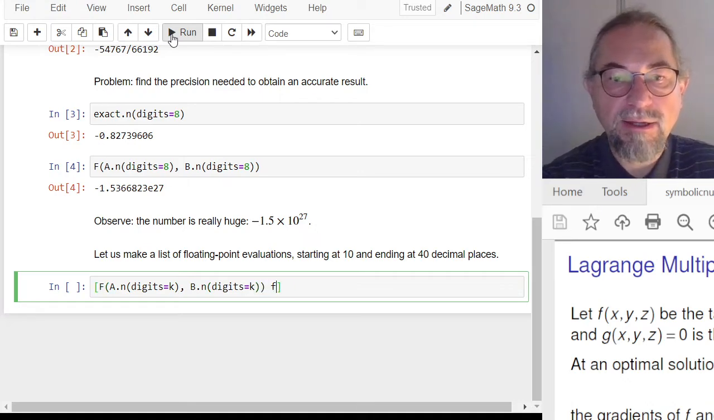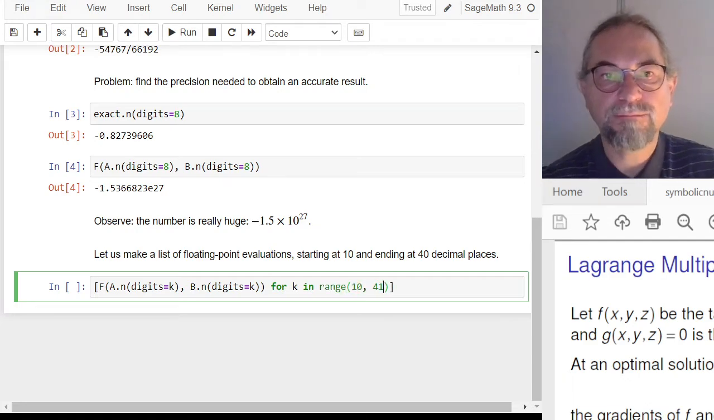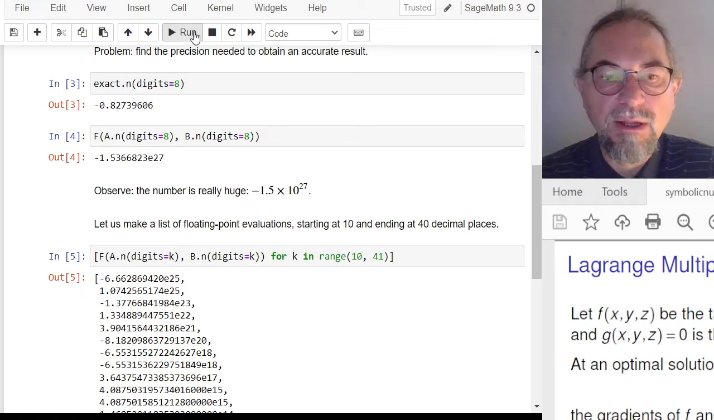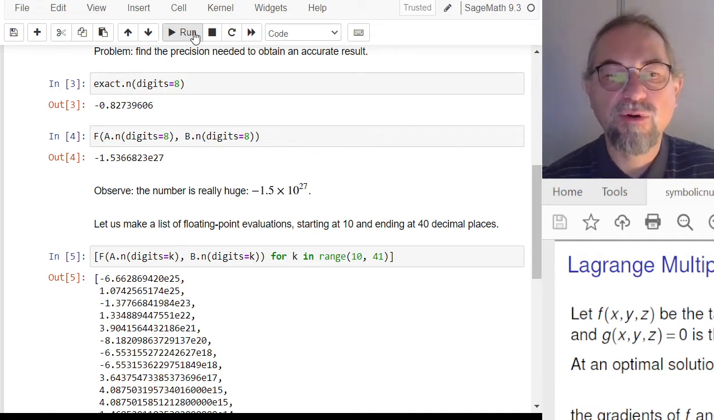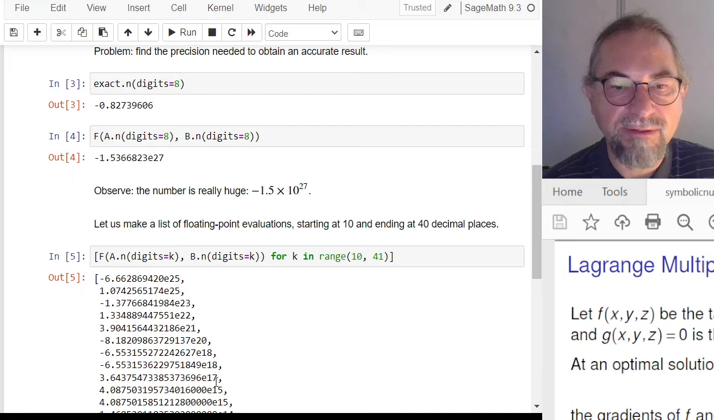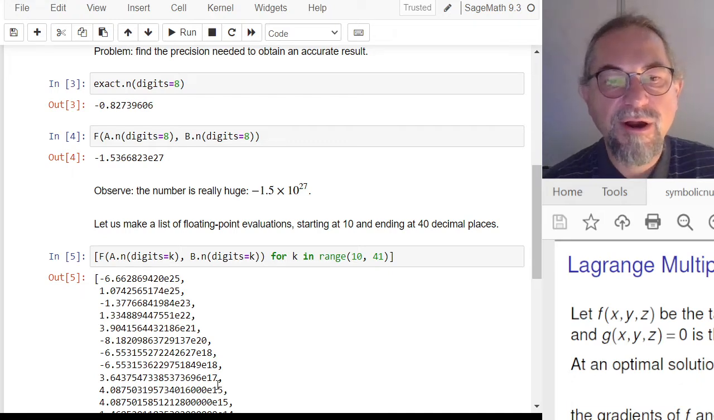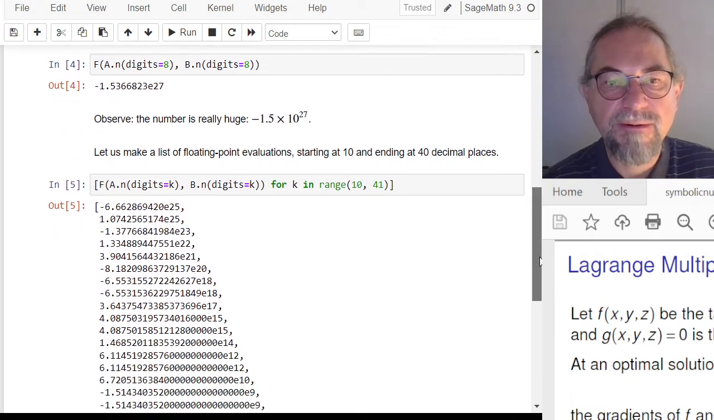For k in the range 10 to 41. And you see that even at 10 decimal places, I get 10 to the power 25. It gradually goes down, but you see we have our first plateau, the first consecutive same values, here with 10 to the power 18. But if we would go one step further, we would see that it drops even more to 10 to the power 17.